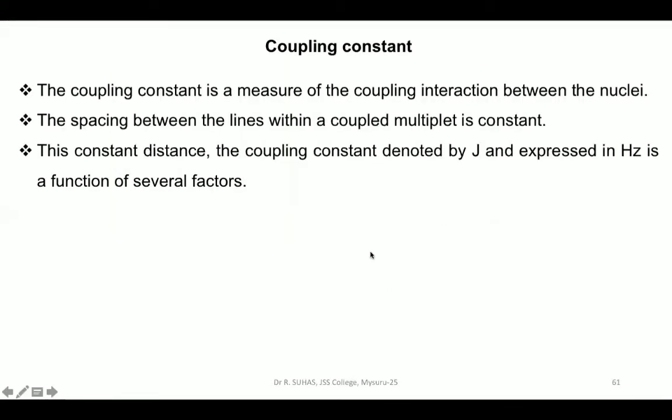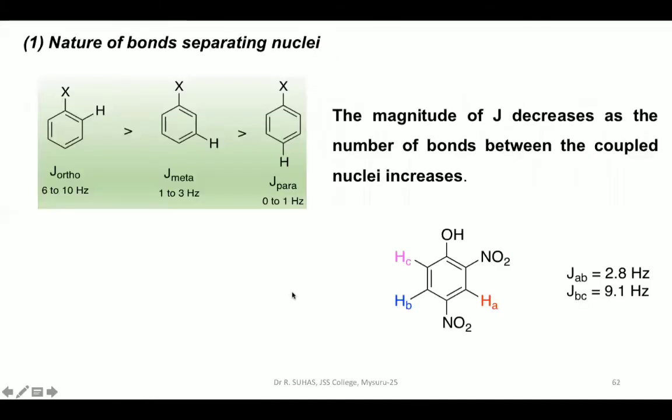Now we have to deal in detail with the coupling constant. What is coupling constant? As we have seen, the coupling constant is a measure of the coupling interaction between the nuclei. It is the distance between the two individual peaks in a multiplet. So the spacing between the lines within a multiplet always remains constant. It is usually denoted by J, expressed in Hertz, and it is a function of several factors. We will see which factors govern the coupling constant.